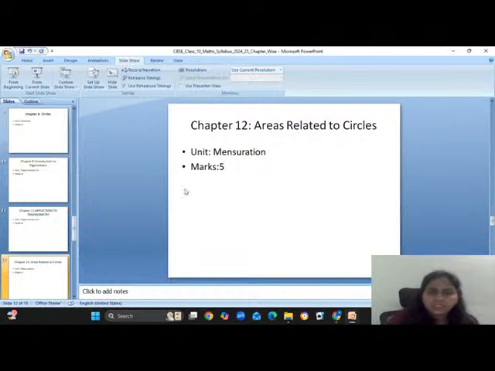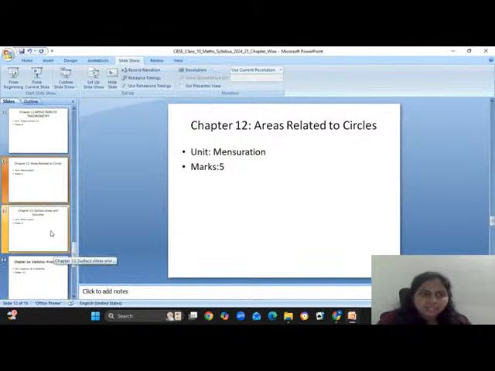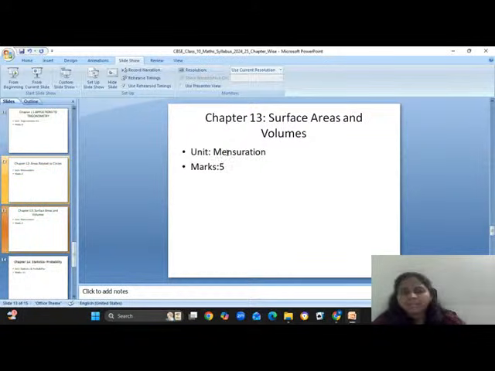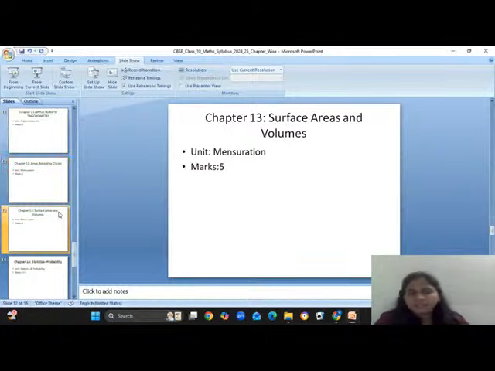Done. So coming to the last part of today's class, it is mensuration. There are just two chapters left. That is areas related to circles, and surface areas and volumes, that together make up the unit mensuration. Area related to circles we are going to get 5 marks, and surface areas also mostly 5 marks or 4 marks.